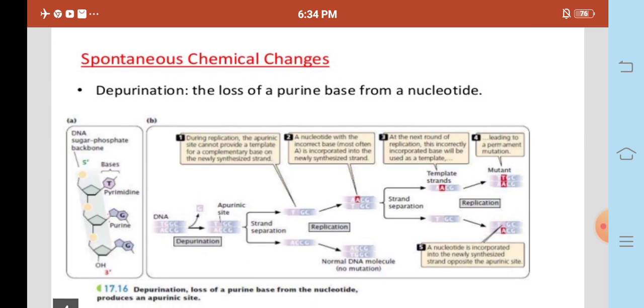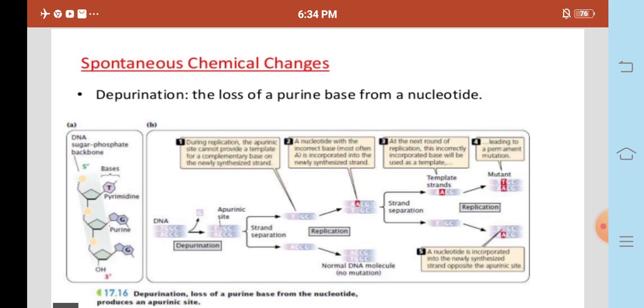Spontaneous chemical changes, depurination: the loss of a purine base from a nucleotide. This is called depurination. This is one type of spontaneous chemical changes.